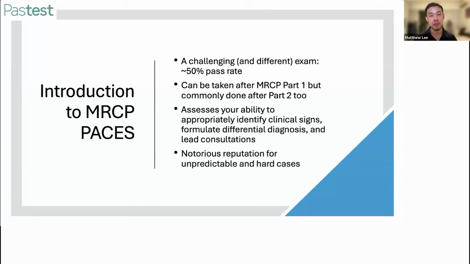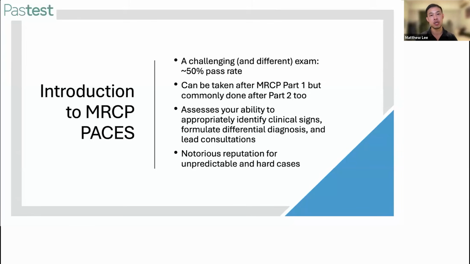Fundamentally, you can take the exam after you've finished part one. You don't have to have done part two before you do the PACES exam. Technically, they're both part two. They're labeled as part two PACES and part two written. So you can do either before or after, but the MRCP statistics show that people who've done part two before sitting PACES and those with 36 months of experience tend to have higher pass rates.